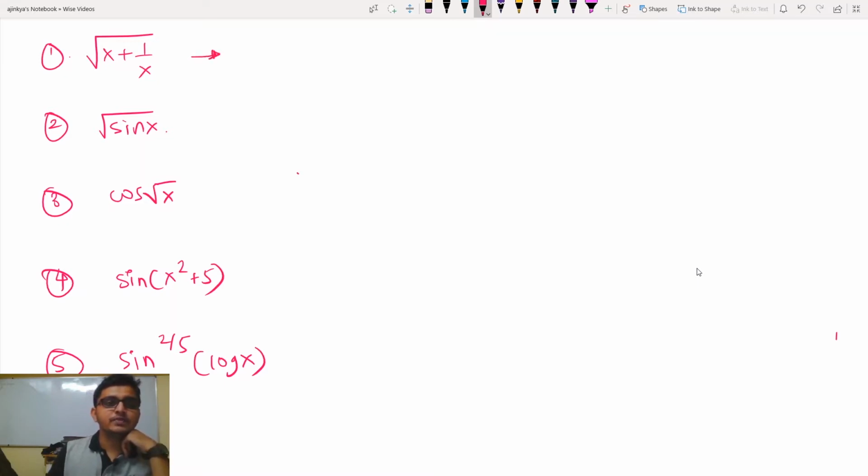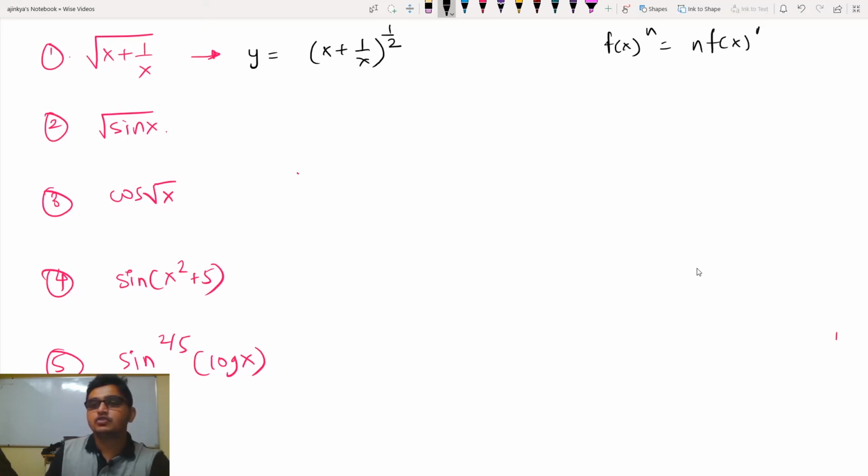So the first is under root x plus 1 upon x. We can simplify this by making x square plus 1 upon x, but it is going to be a tedious method. Rather, we can consider this as y equals x plus 1 upon x whole raised to 1 by 2. Now, since we know that anything which is f of x raised to n is nothing but n f of x raised to n minus 1 times f dash of x, it is going to be easy for us to solve this example by using this formula. So we can do that.